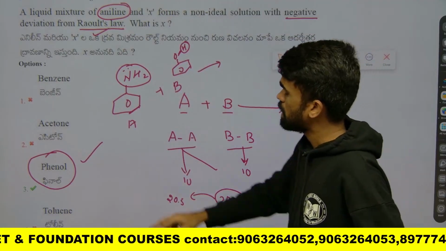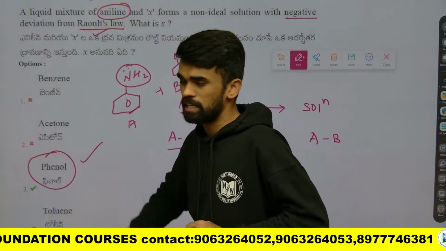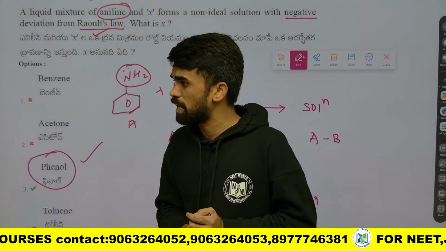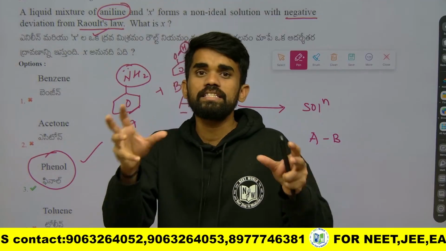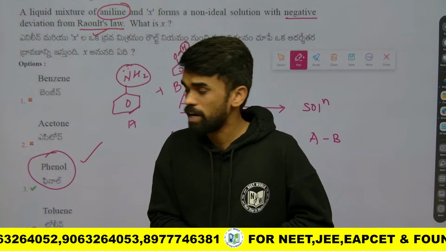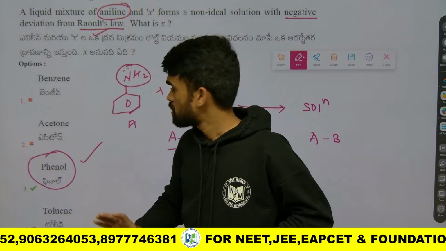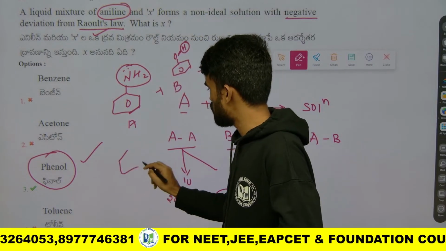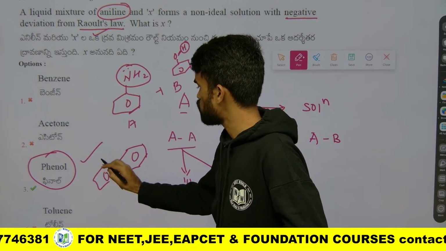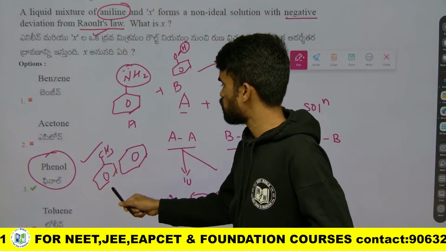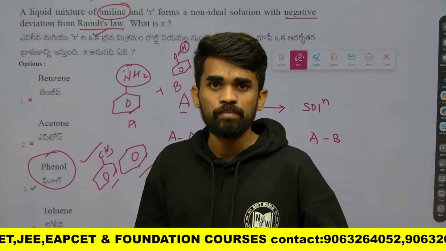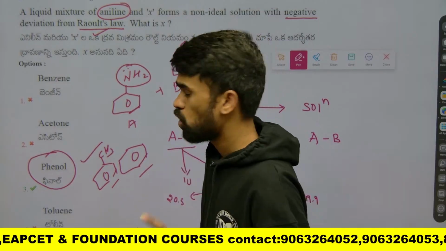Now what happens if I mix benzene and toluene? Benzene and toluene have a similar type of interaction. Therefore, the resulting solution will be an ideal solution. Benzene means simple benzene, and toluene means a methyl group on this benzene ring. So both of them have similar interactions. So the resulting solution will be an ideal solution.